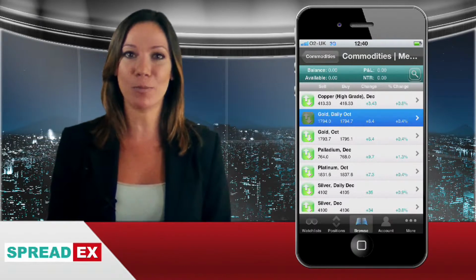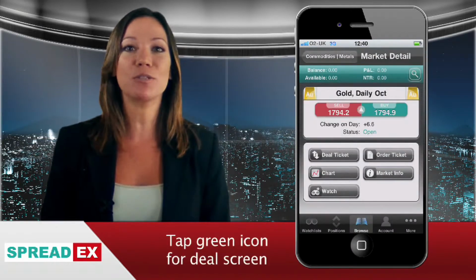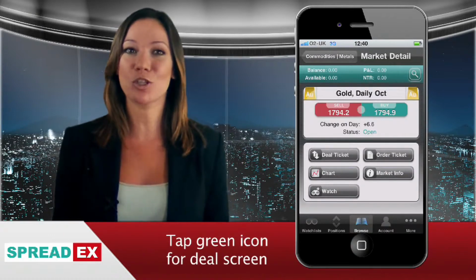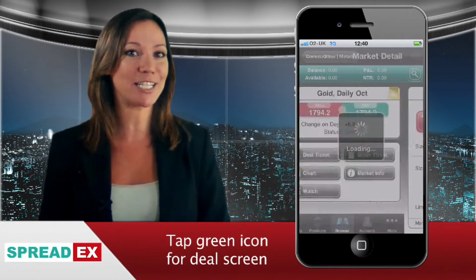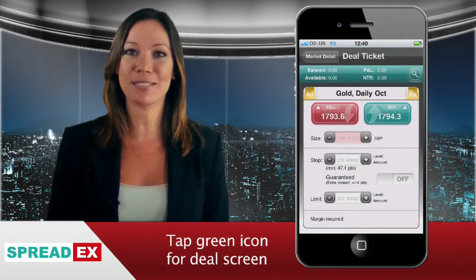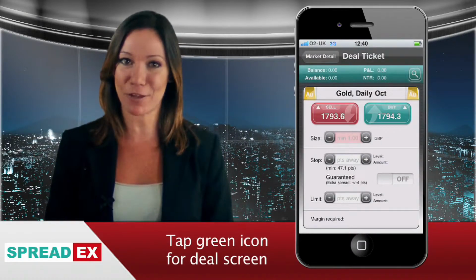Tapping the green arrow button next to the market brings you to the deal ticket. You can watch the price fluctuate in real time and click sell or buy to open a trade. You can also set a stop or limit order if you wish.